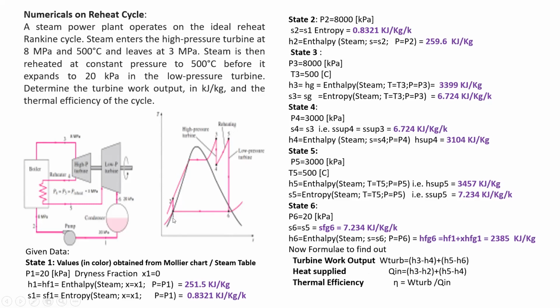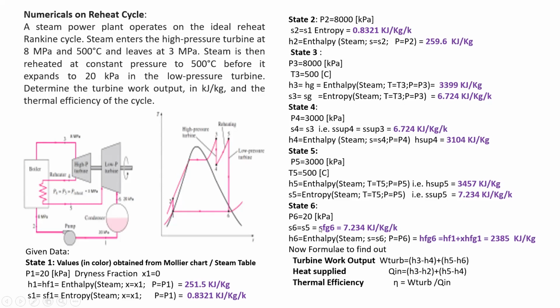H6 is equal to HF1 plus X of HFG1, at the same pressure, but we don't know the value of X. You can find the value of X with the help of entropy. S6 is equal to S5. From that, you can find the value of X.